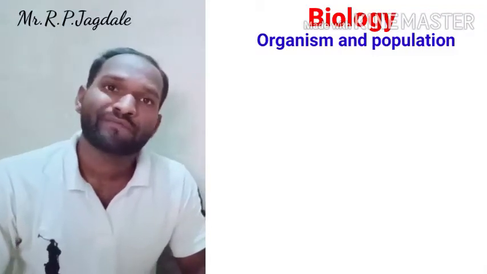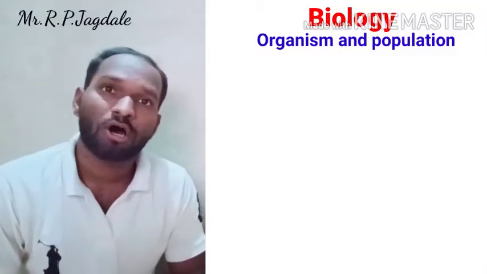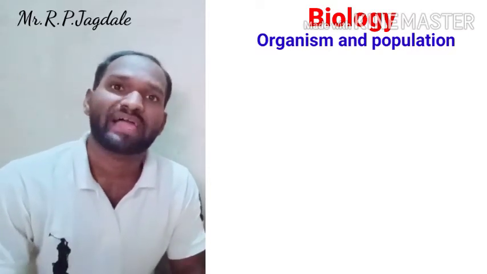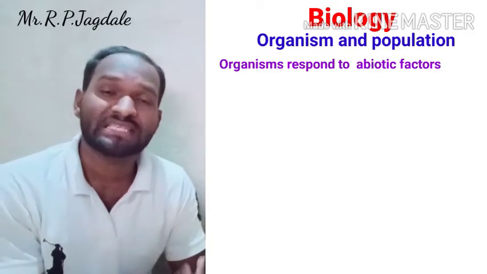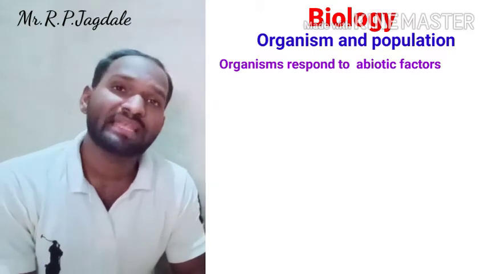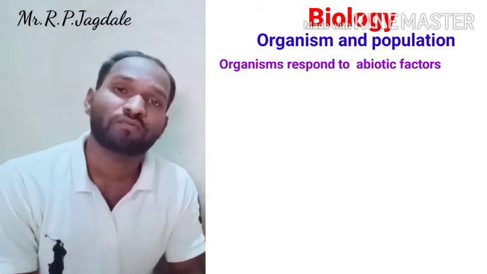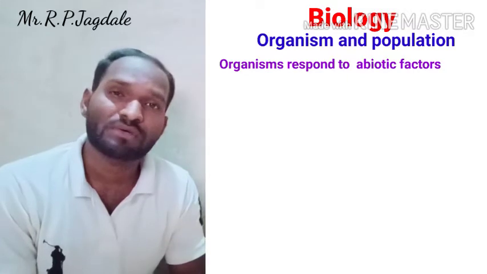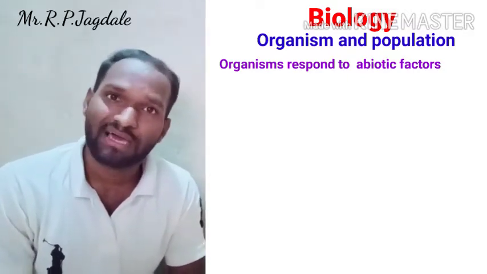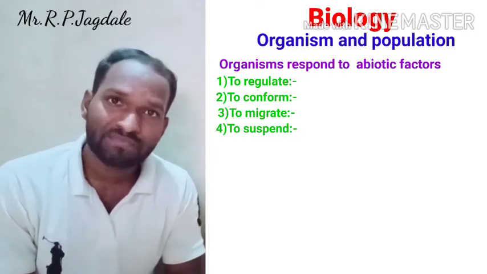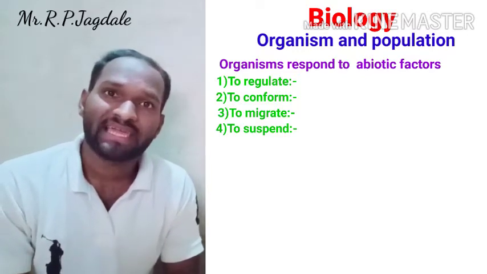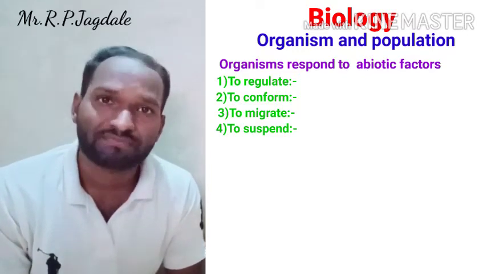In this video, we are going to see how organisms respond to the various abiotic factors that we have seen in the previous video lectures. There are mainly four responses that organisms use to cope with the various abiotic factors. The first one is to regulate, the second one is to conform, the third one is to migrate, and the fourth one is to suspend.